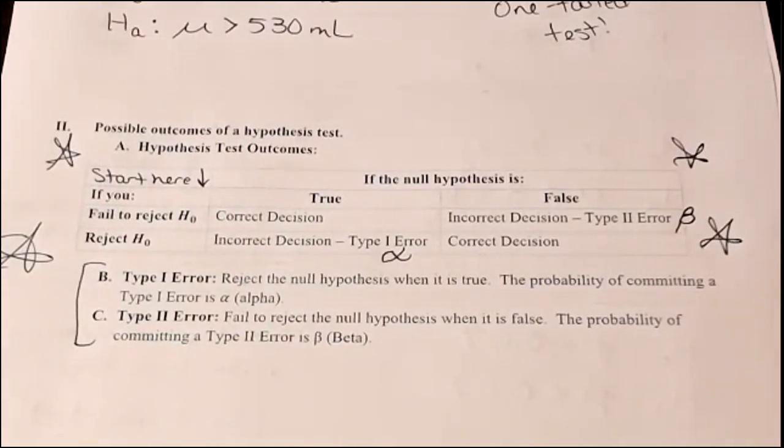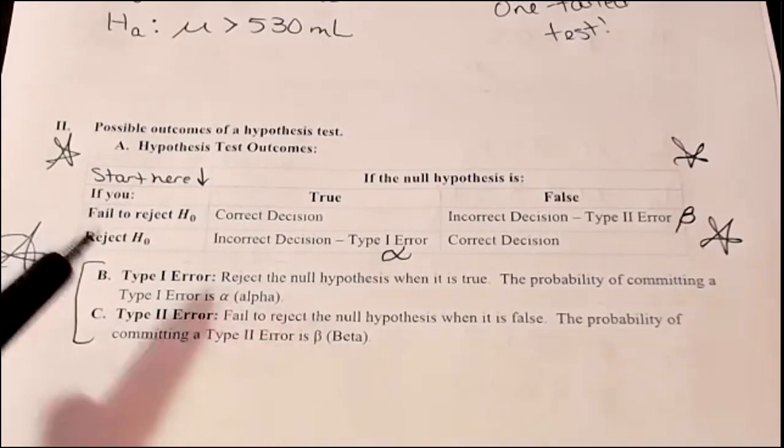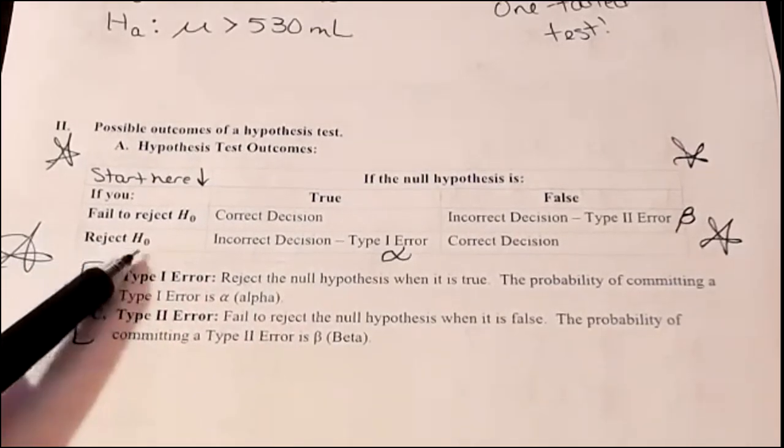What I mean by rejecting the null is saying that we have enough evidence to say that there's something significant happening, right? What we're going to be doing in this unit is we're going to be deciding if we can say that the null is not true.